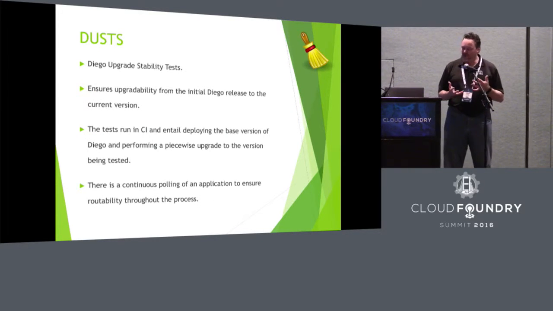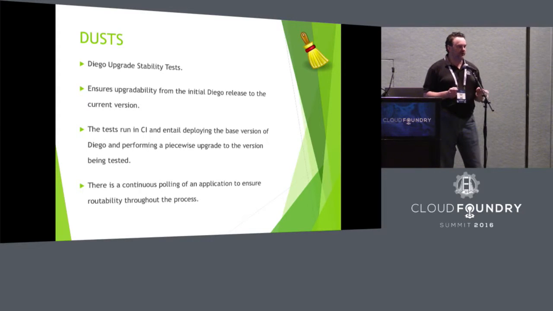So what are the DUSTs? They're ensuring that we have upgradability, right? So what we do is, against a BOSH Lite environment, we will deploy a baseline. That is an original release that worked with CF and worked with Diego, an original version at a specific point in time. And now the goal is we will push an app and have that app running at all times, and then we start a piecewise upgrade to the most current environment.